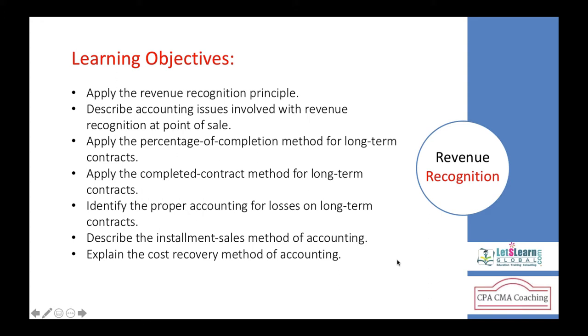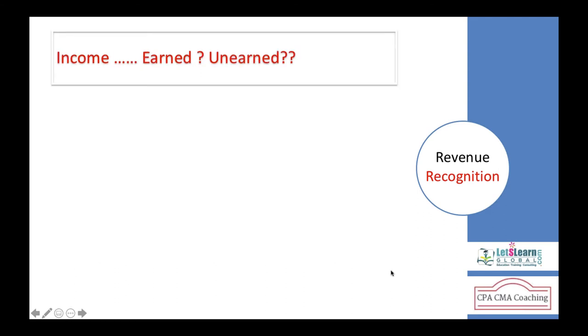Like in the point of sale, where we recognize the revenue the moment we hand over the goods to the customer. And in some kinds of complex organizations like construction industries, where we cannot hand over the final product to the buyer or the customer in a year or 2 years, we'll have to use certain methods like percentage of completion or completed contract method to recognize the revenue. And how do we recognize the losses in long-term contracts? We also discuss revenue recognition from installment sales, cost recovery deposits, and the progressive billing system.